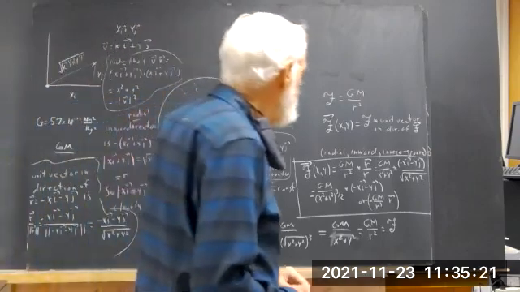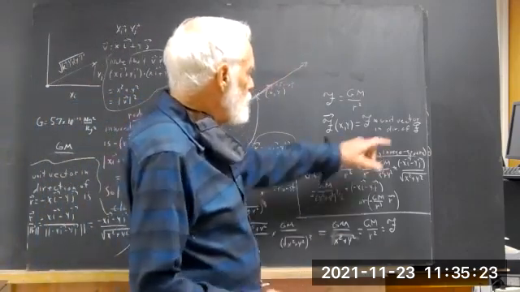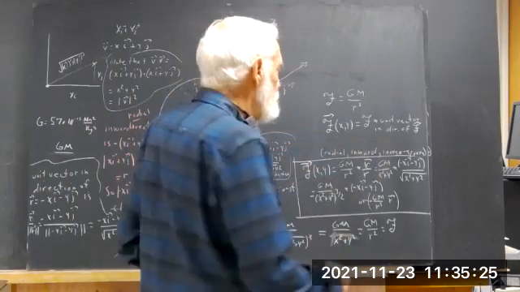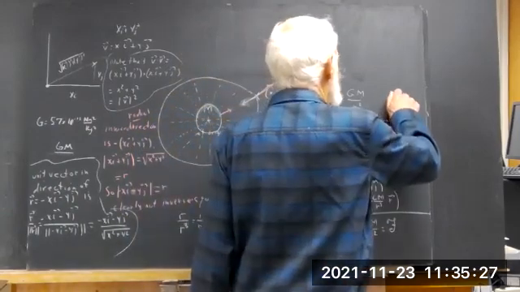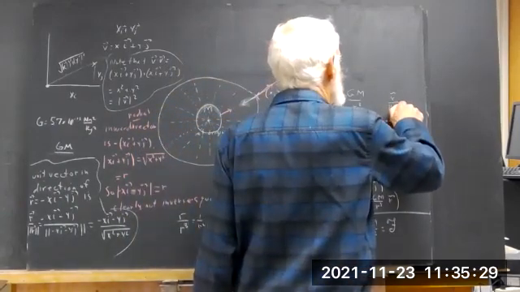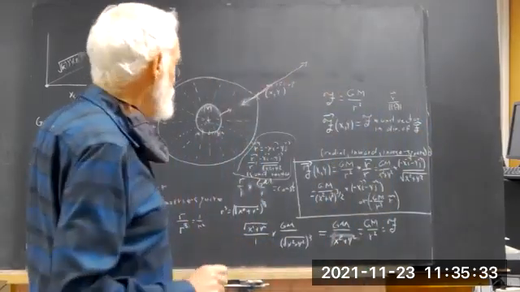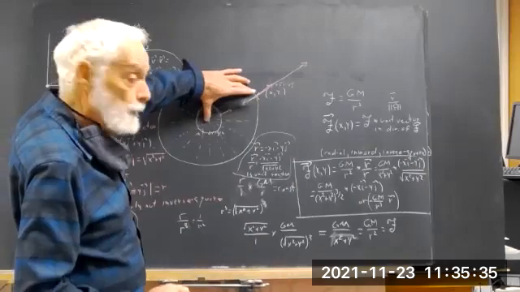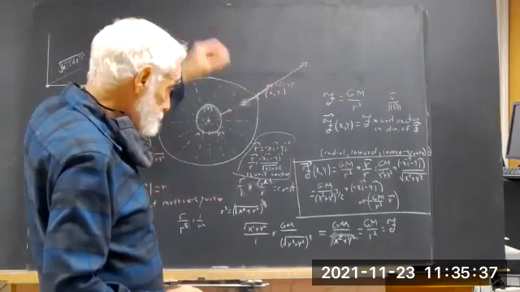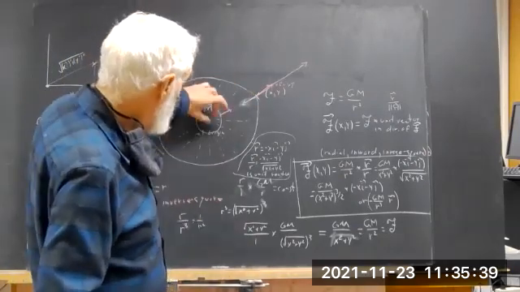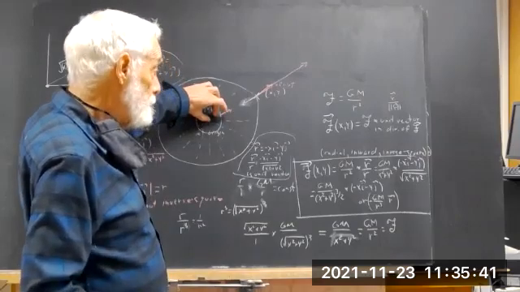Okay, so the unit vector in the direction of r is the r vector over the magnitude of the r vector. Again, the r vector is a vector from here to here. Divide that vector by its magnitude, now you have a unit vector in this direction.